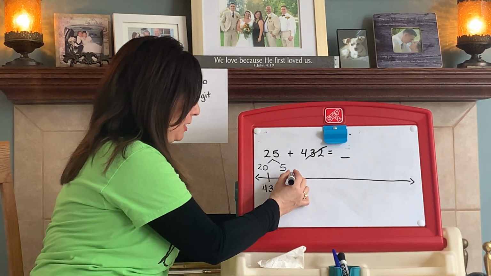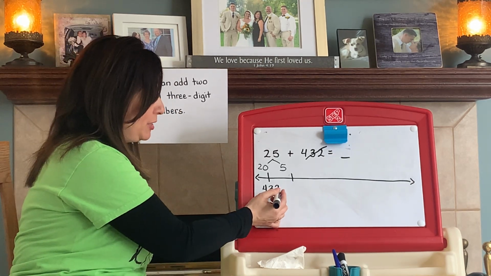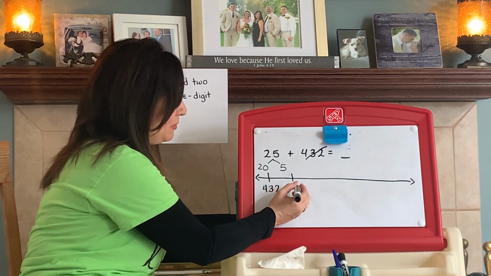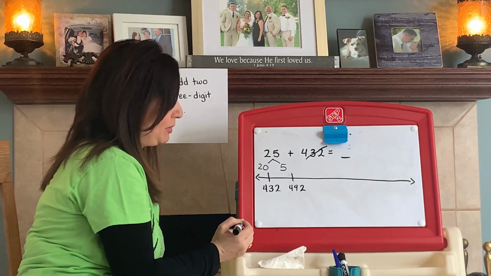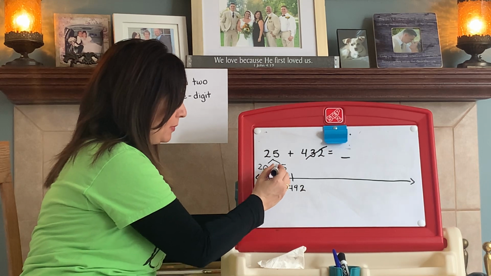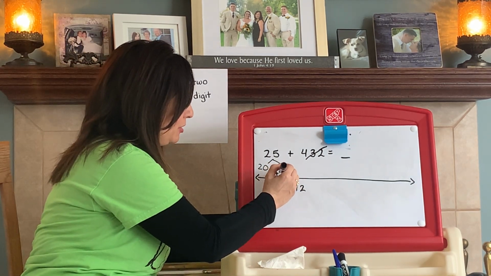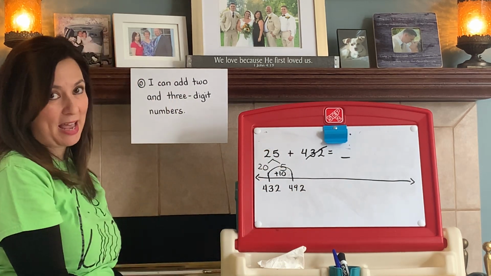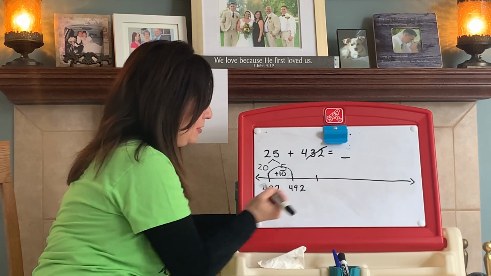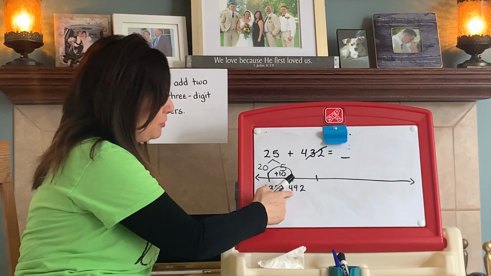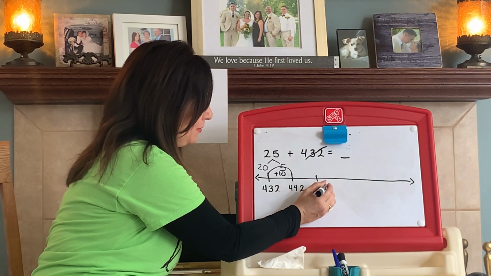I like to position my number first. It just makes it easier for me. If I'm at 432, if I add 10, I know that will get me to 442. So I positioned 442, and now I can draw the bridge and show that I jumped 10 plus 10. I've got another 10 to jump, so I'm going to position the next number. 442 plus 10, I know, is 452.